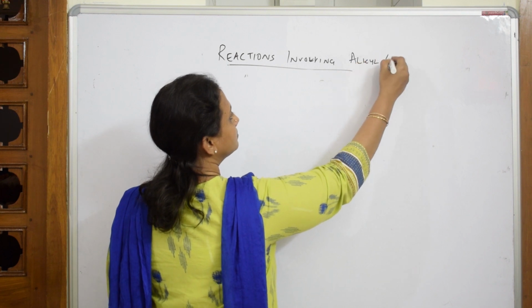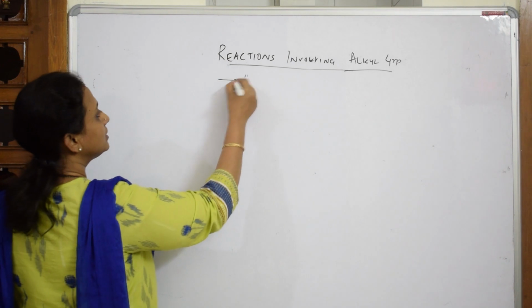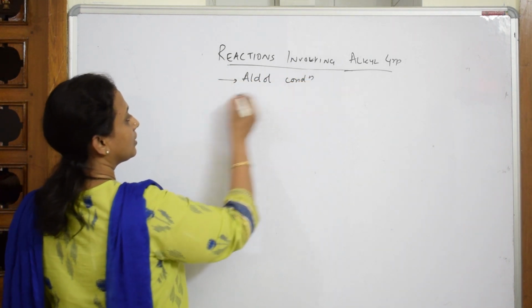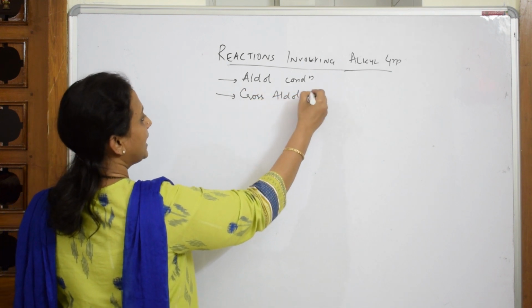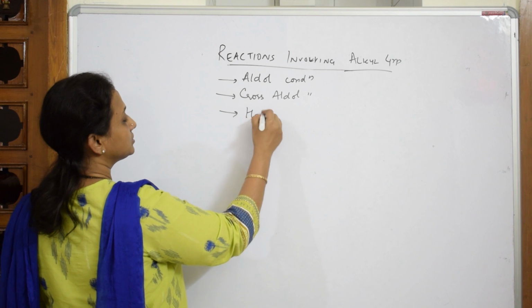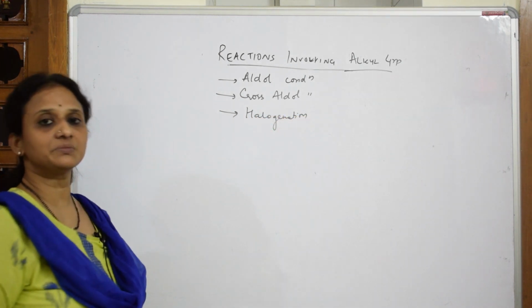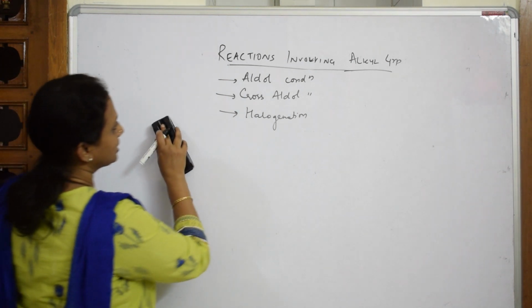So basically the reactions which come under this category are aldol condensation, cross aldol condensation and halogenation reactions. I'll be teaching all the three, right? Cannizzaro comes under a miscellaneous category of reactions. So let us start with the first one, aldol condensation.